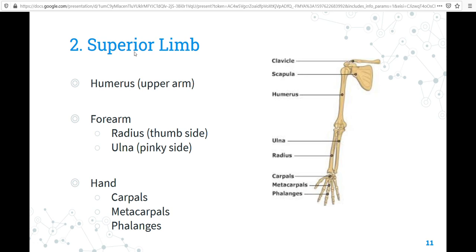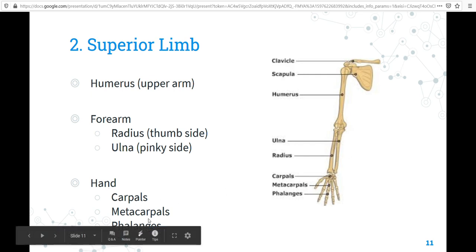So the superior limb, otherwise known as your arm, is made up firstly of the humerus, which is your upper arm, this long bone, and then your forearm is made up of your radius, which is on the thumb side, right here, and then your ulna, which is on the pinky side. This is what makes your forearm. And then we have the hand, 3 types of bones. So we have the carpals right here, the metacarpals in the middle, and your phalanges are your fingers.